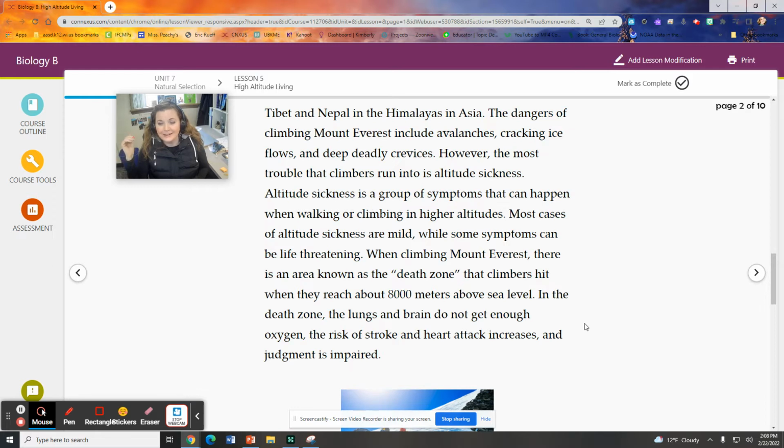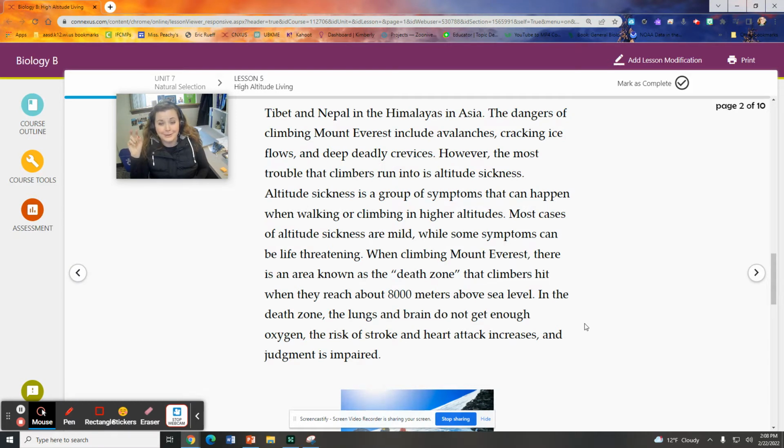But when climbers reach high altitudes, they can get what's known as altitude sickness. Essentially, their blood does not have enough dissolved oxygen in it. You get very sick because your organs aren't getting enough oxygen. Some altitude sickness is mild. It can make you a little bit ill. But there's an area known as the death zone, which climbers hit when they reach an altitude of about 8,000 meters above sea level.